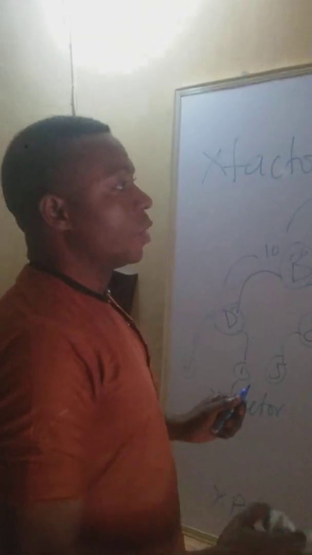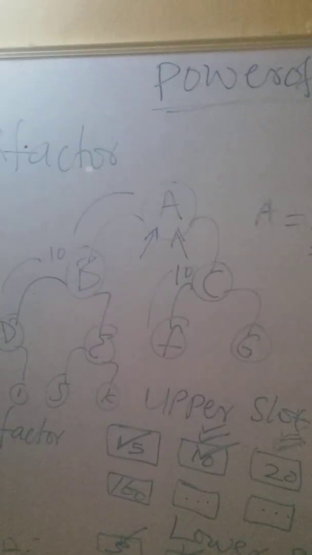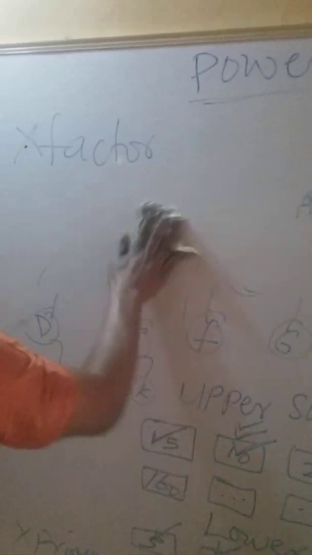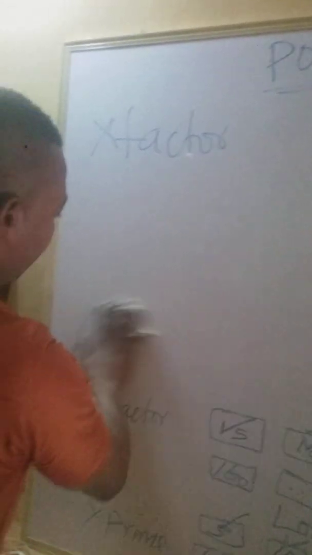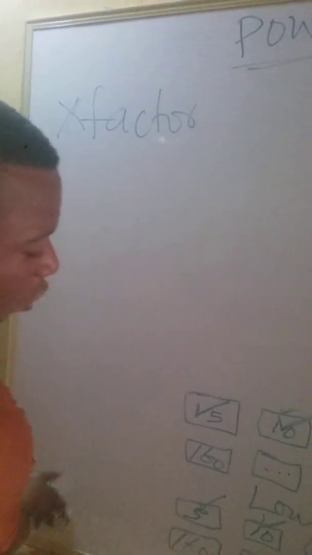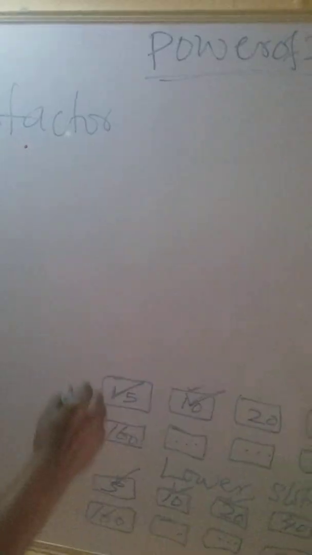Now, I said I will be running up this record here, but for you to completely understand that there is a difference between the X factor and the X prime, let me stop at this. The lower slot, what I call the lower slot, is not part of the X prime. The X prime has a horizontal table.